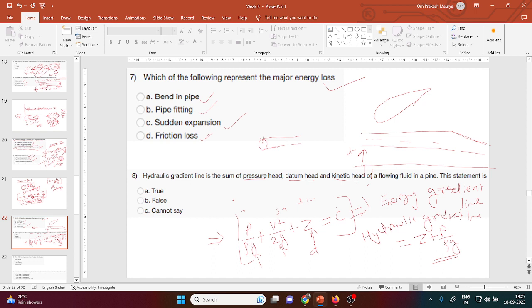So question number 7 was about which of the following represent the major losses. You all know the bend in the pipe, fitting in the pipe, and the sudden expansion and contraction are the minor losses, and the friction loss is the major loss in the case of pipe.